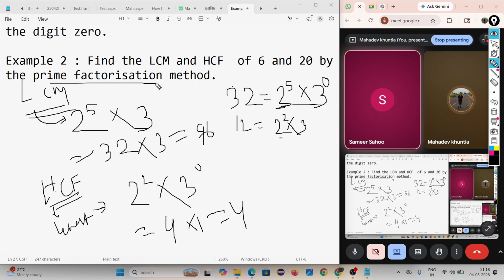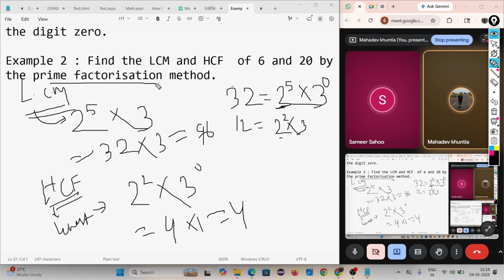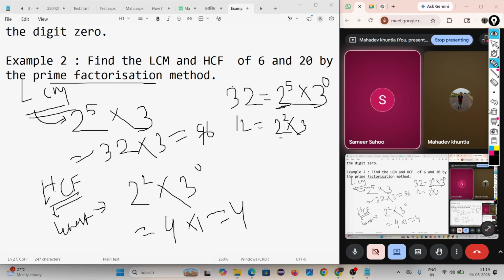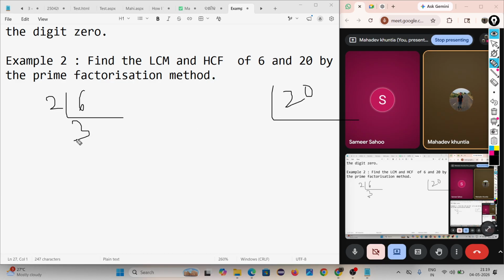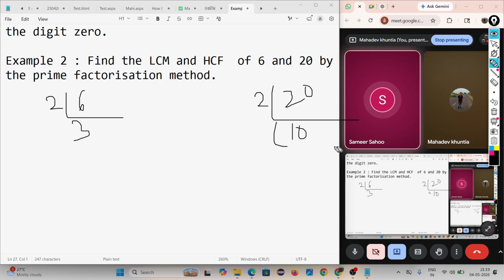In the prime factorization method, we convert the composite number into a product of prime numbers. Then for LCM, you have to take each term's highest exponent. For HCF, each term's lowest exponent. Same thing you do for 6 and 20. For 6, prime factorization, 2 into 3. For 20, 2 into 2 into 5.